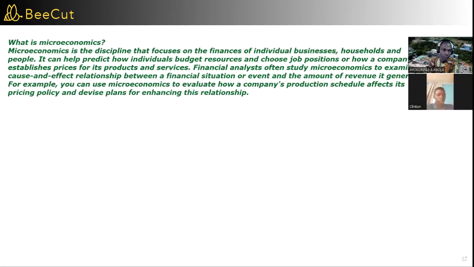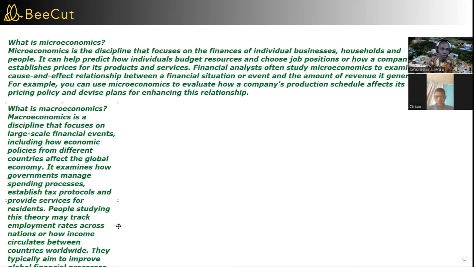Now, the next is to look at what macroeconomics is. We say microeconomics is a discipline that focuses on individual businesses, individual households, and individual people, and can help to predict how they budget their resources, how they choose their job position, and how they establish prices for their products and their services. So that's microeconomics. Now, macroeconomics is a discipline that focuses on large-scale financial events.